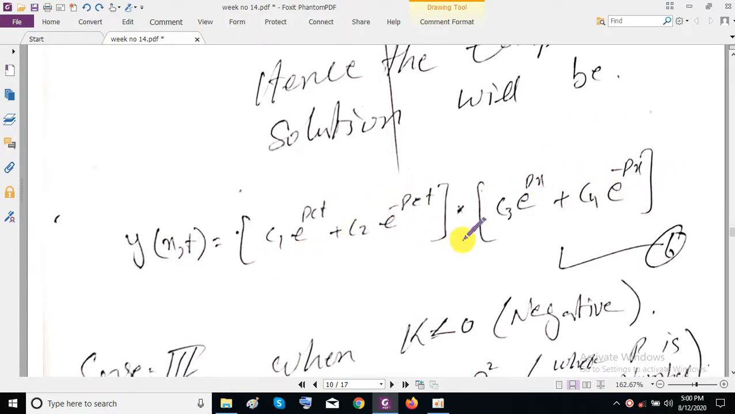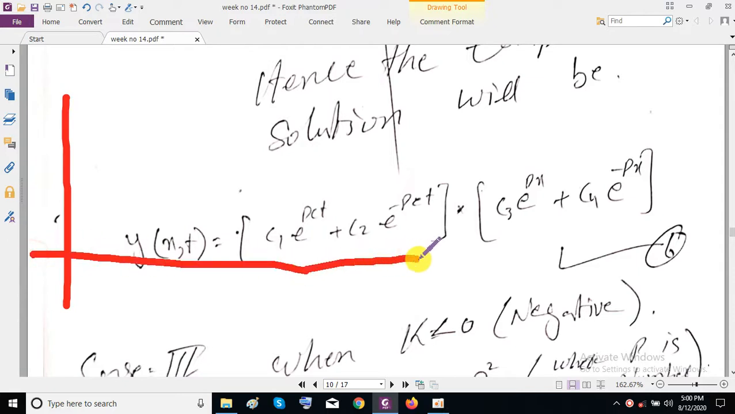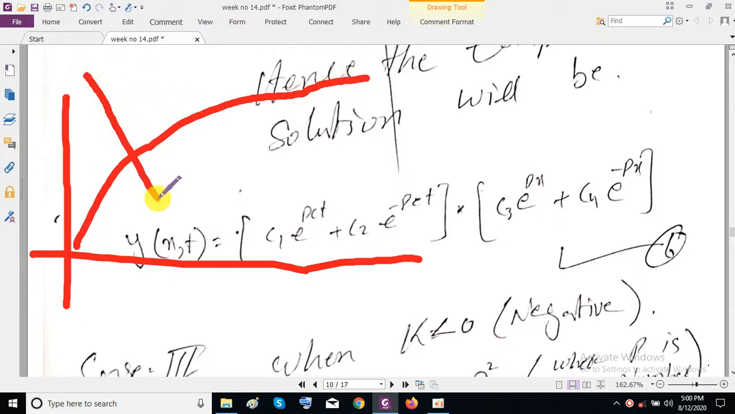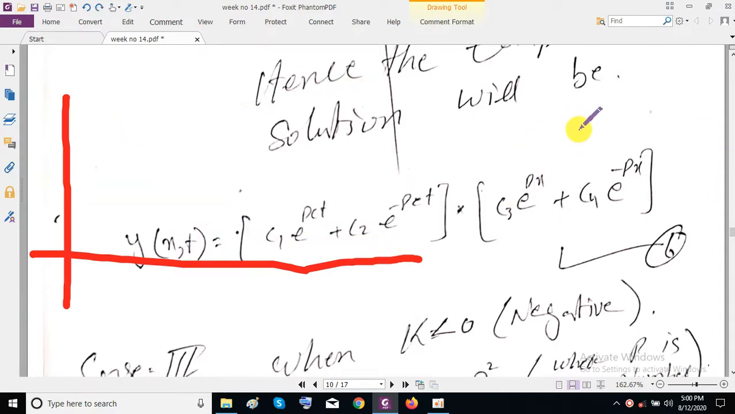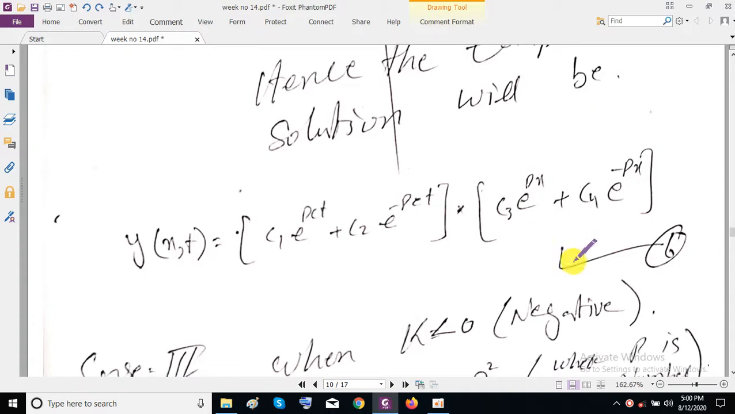Now look, this is an exponential function. So its graph will look like this. And there are two possibilities: maybe it comes like this, increasing, or maybe like this, decreasing. See, that's it. So these are the two possibilities for this case. And we call this equation number 6.